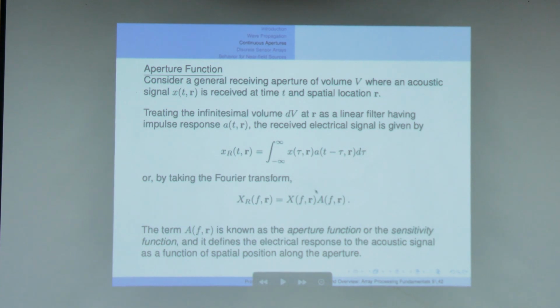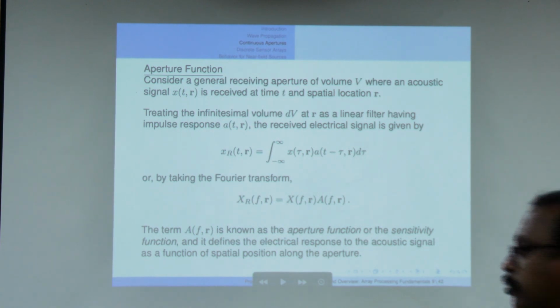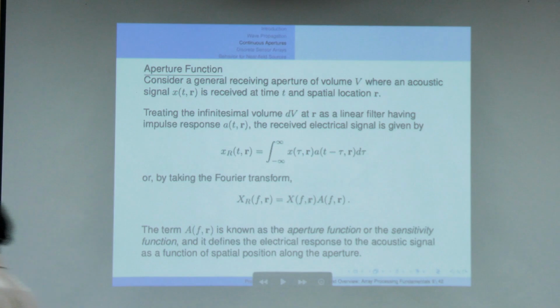But we don't see any influence of the direction of the acoustic wave. Okay? Because here what we have is the signal that is received at the point r.